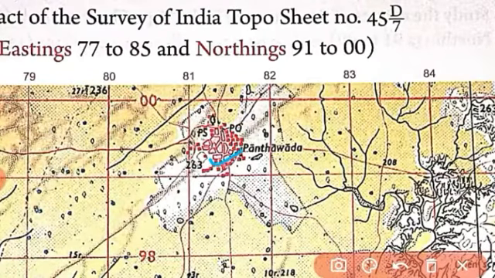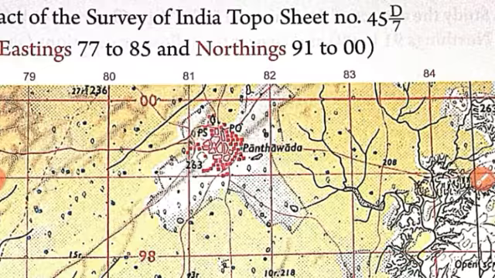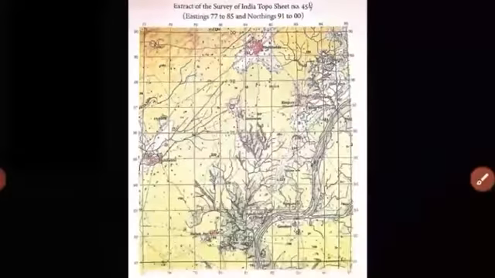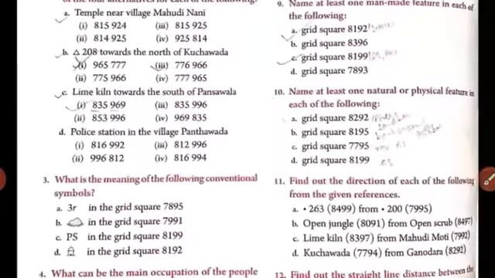But settlements are found everywhere, so it will be better to write any other. So you have the PO, the post office, and you have the PS, the police station. All of these are man-made features that you have there.